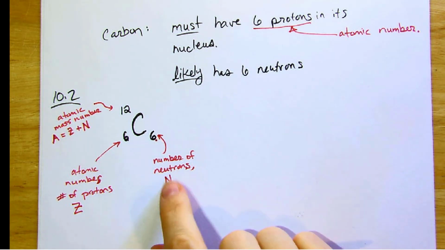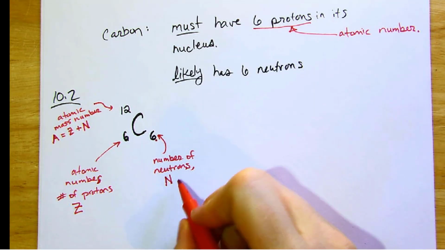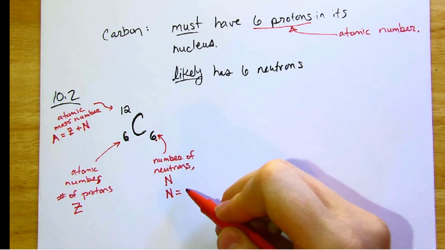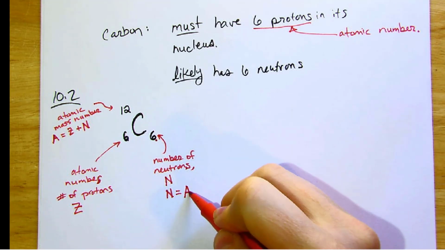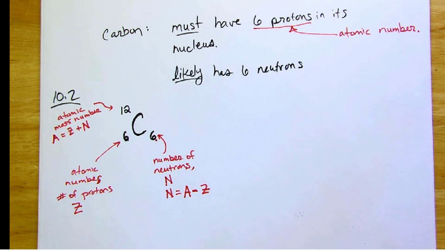What if you needed to find N, but you knew A and Z? You could find N by taking the total number of protons and neutrons, A, and then subtracting off the number of protons.